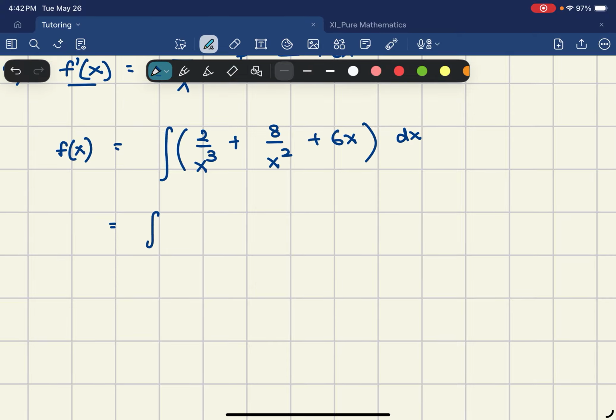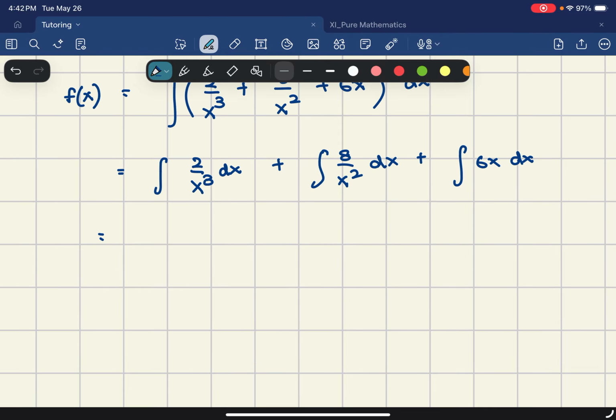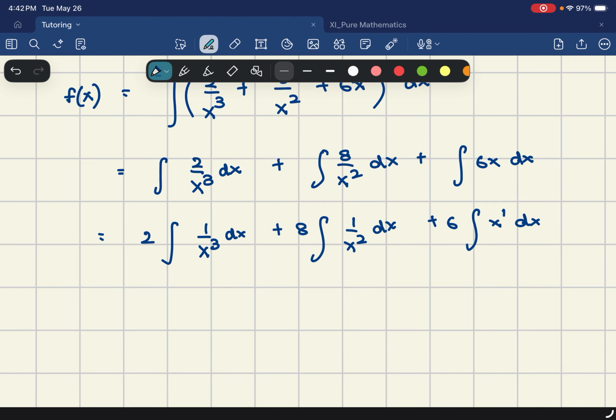All right, so I can write this as the integral of 2 over x cubed dx plus integral of 8 over x squared dx plus integral of 6x dx. So now I can factor out a 2 and I have this integral. I factor out 8, I have this integral. I factor out a 6, I have this integral. The third one is easy because it's just x to the power 1. I can easily apply the power rule. 1 over x cubed, I can write it as x to the power minus 3. 1 over x squared, I can write it as x to the power minus 2.